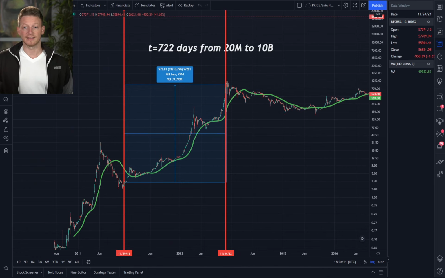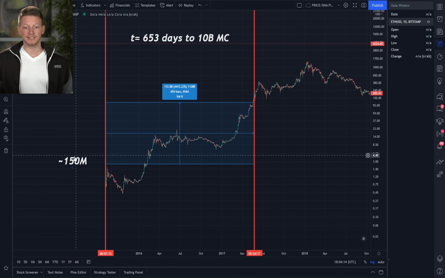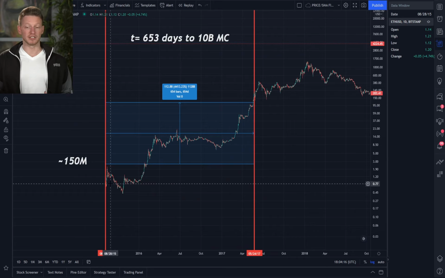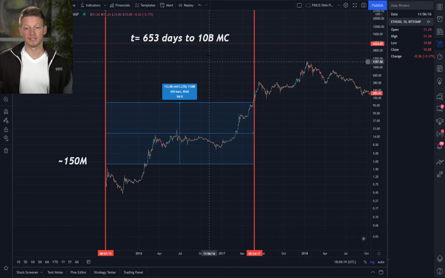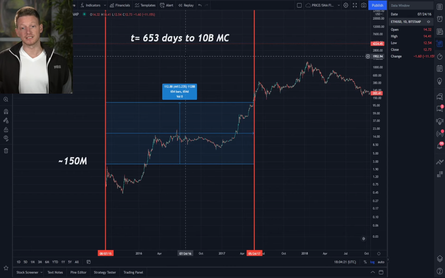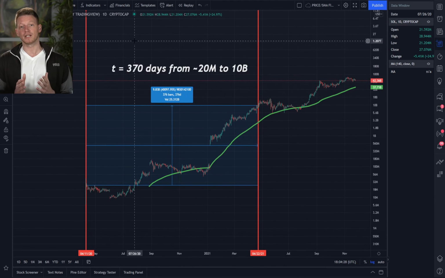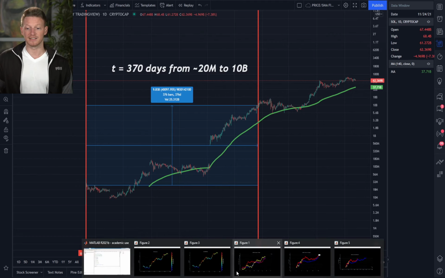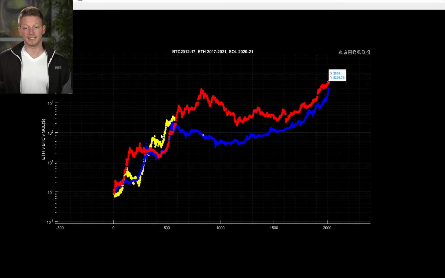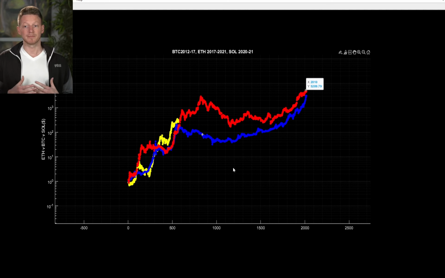All right. Ethereum, on the other hand, started at around 150 million and took 653 days to get to $10 billion market cap. So Solana did it in about half the time of Bitcoin and Ethereum. And with what we've seen tracking right along Bitcoin and Ethereum over time, personally, I feel like this is incredibly bullish, coupled with the fact that Solana also has strong fundamentals.